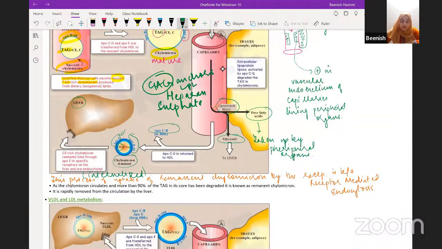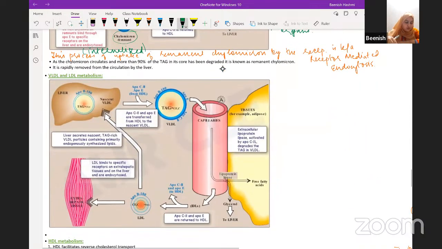So this can form an important MCQ: which of the following GAG is involved in the anchorage of lipoprotein lipase to the vascular endothelium? Your options might be heparan sulfate, chondroitin sulfate, dermatan sulfate, heparin and all. So you're going to mark heparan sulfate. Now moving on to VLDL and LDL metabolism.